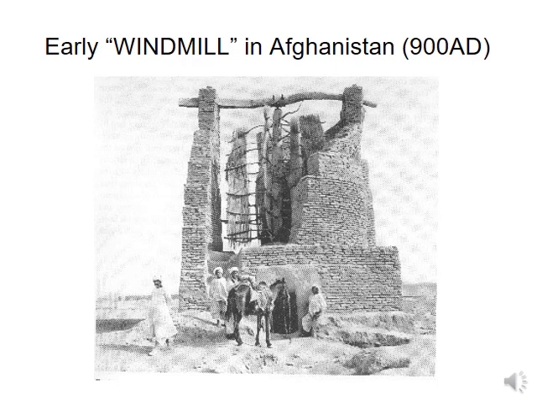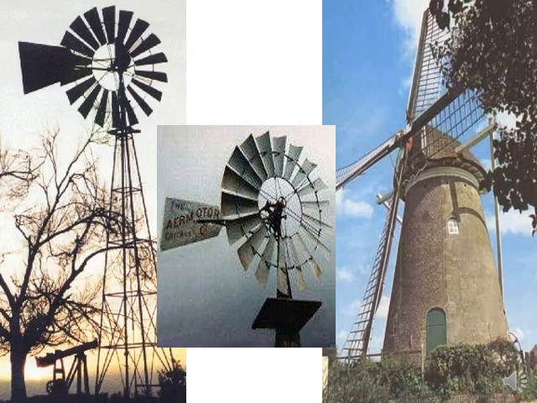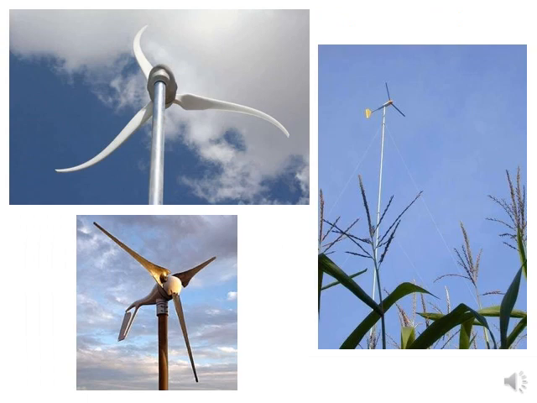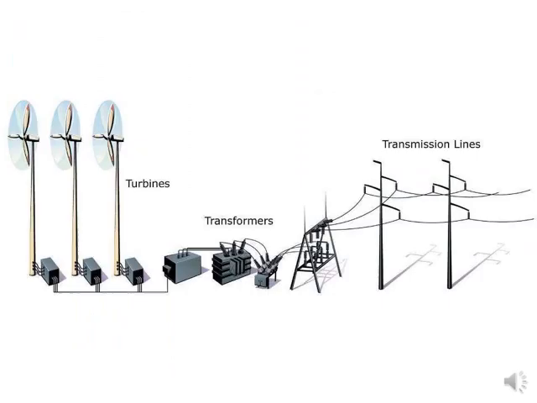Then we are showing some images of the wind turbine from the initial invention to today's modern latest design. This is the early windmill in Afghanistan, 900 AD. We are showing a picture here. Then, after that, continuous evolution in the technology, and the Jacobs turbine, which was in the era of 1920-1960. Then the Smith-Putnam turbine, a two-blade turbine, in the era of 1940, and some blade profiling.